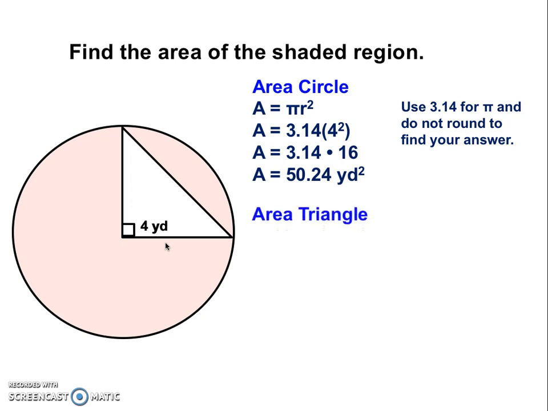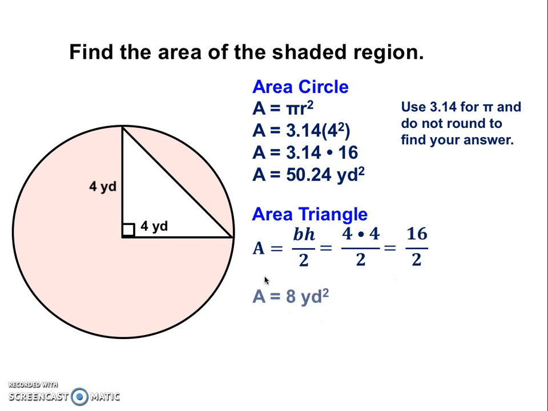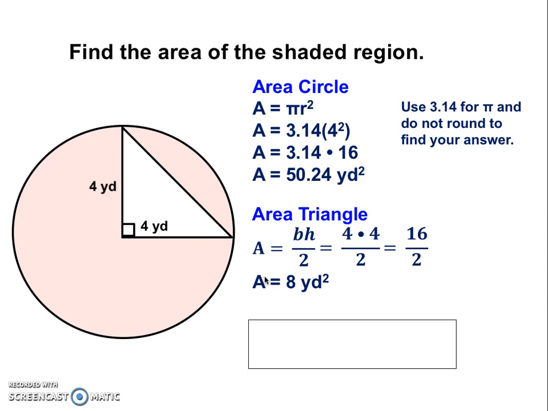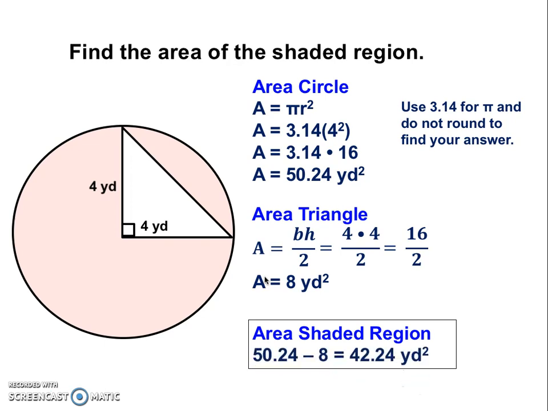Now I want to look at that triangle. I only have one measurement here though. But if this is a radius, then this must also be the same distance. This must also be a 4, right? So now I can do my base times height divided by 2, because I have 4 times 4 divided by 2. That gives me 16 divided by 2, which is 8 yards squared. So to find the area of the shaded region, I'm going to go 50.24 minus 8, and I get 42.24 yards squared, sorry.